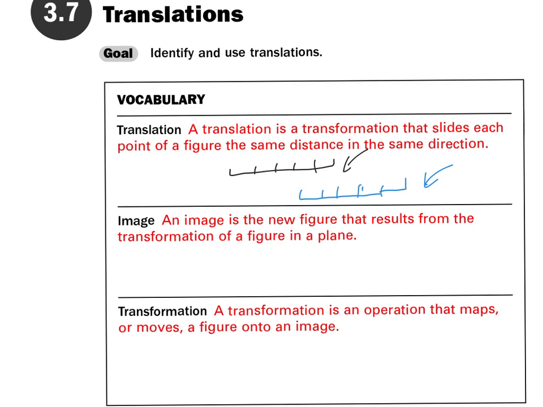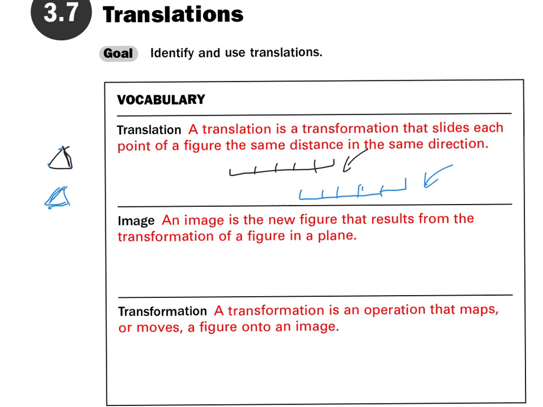So you can do the same with triangles. You can have a triangle looking like that, and you simply move each of the 3 points by the same distance in the same direction, and then you should have a new triangle that looks a lot prettier than my awful triangles there. Okay, but you got the concept. So this whole process is called a transformation. Basically, you are mapping a figure onto a new image.